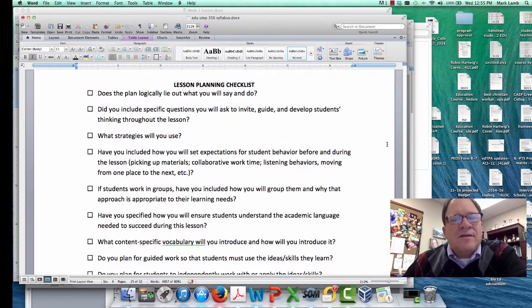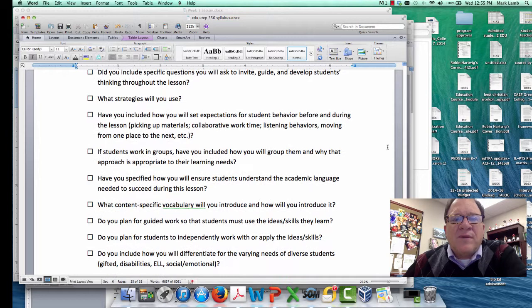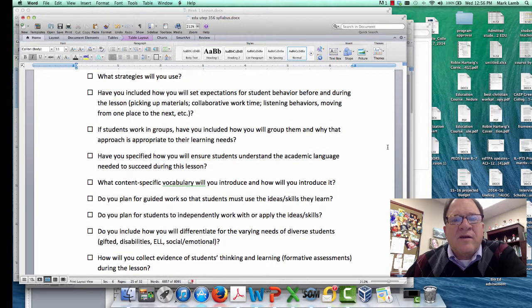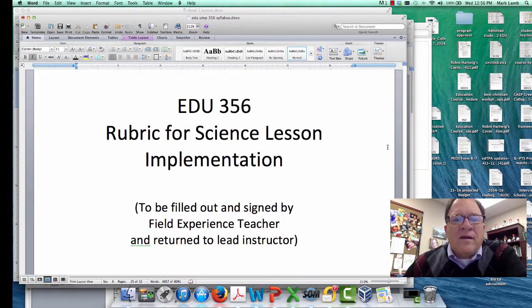Okay. We have a checklist that helps you as you're preparing to make sure you've got everything ready. Some thoughts about the direction you're going to go in writing your lesson. These will kind of help formulate those for you. And then we have the rubrics. First is the rubric to be filled out by the field experience teacher.